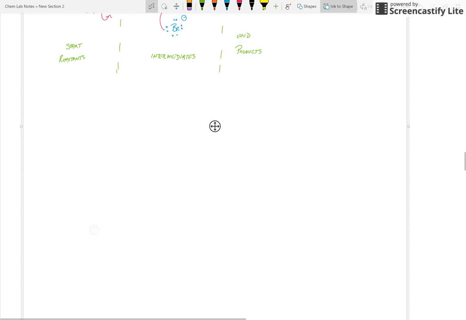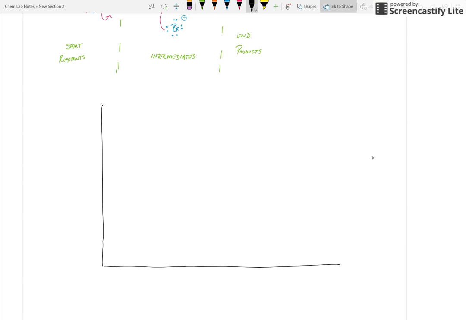So now let's sketch this out. Okay, so we need to draw a simple XY coordinate. We have some measure of energy over here, and we have reaction coordinate down at the bottom.